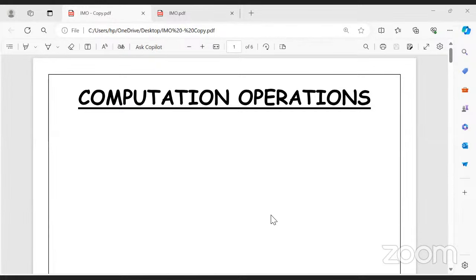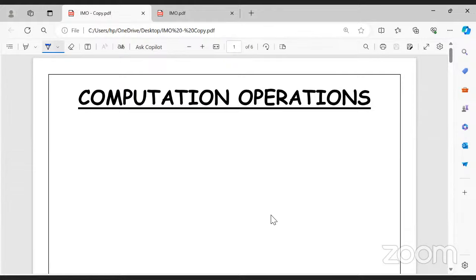So we are going to start today. The chapter name is Computation Operations. What do you mean by computation operations? Do you mean operations means the surgeries or what? What are the four fundamental operations in mathematics? I want answers.